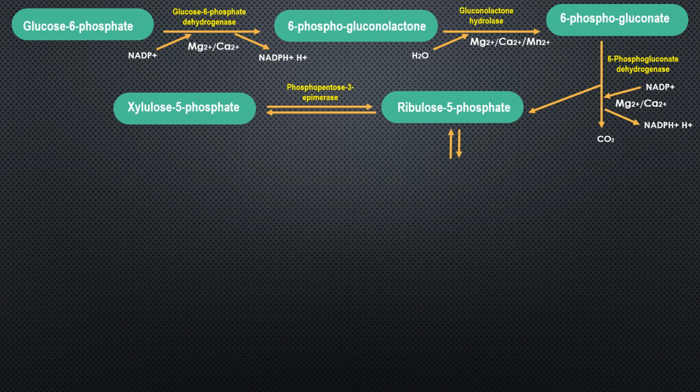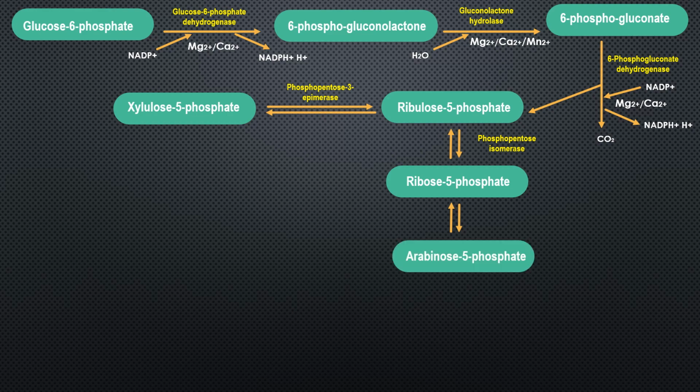But this ribulose 5-phosphate has much more to do. It produces ribose 5-phosphate, which is very important in our body, with the help of phosphopentose isomerase. And this ribose 5-phosphate is again converted into arabinose 5-phosphate with the help of the enzyme phosphopentose 2 isomerase. So ribulose 5-phosphate is converted with the help of phosphopentose isomerase, but when ribose 5-phosphate is converted into arabinose, it uses phosphopentose 2 isomerase.